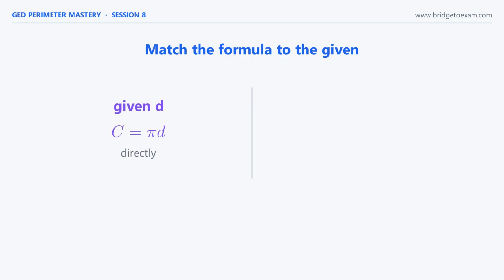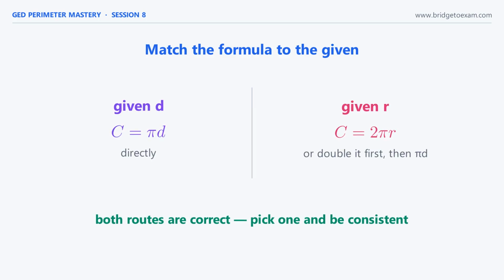And the matching is simple. Given the diameter, use pi times d directly. Given the radius, two valid routes. Use 2 pi times r, or double it to get the diameter first. Then pi times d. Both correct. Pick one and be consistent.